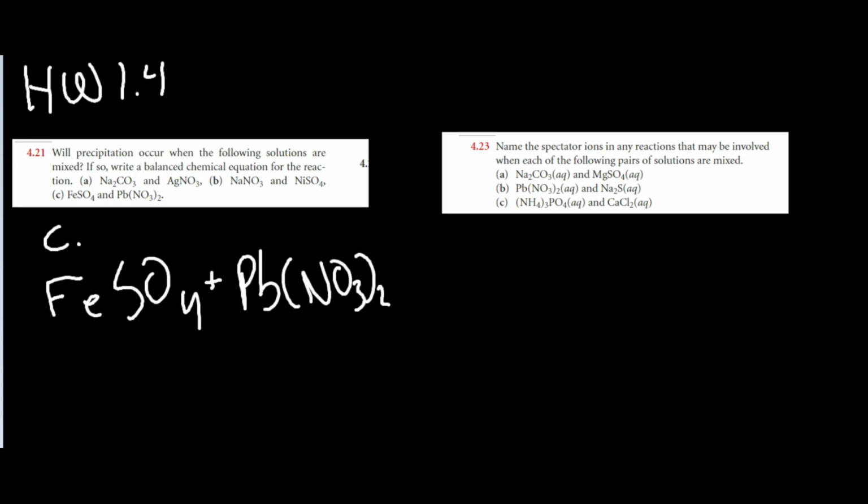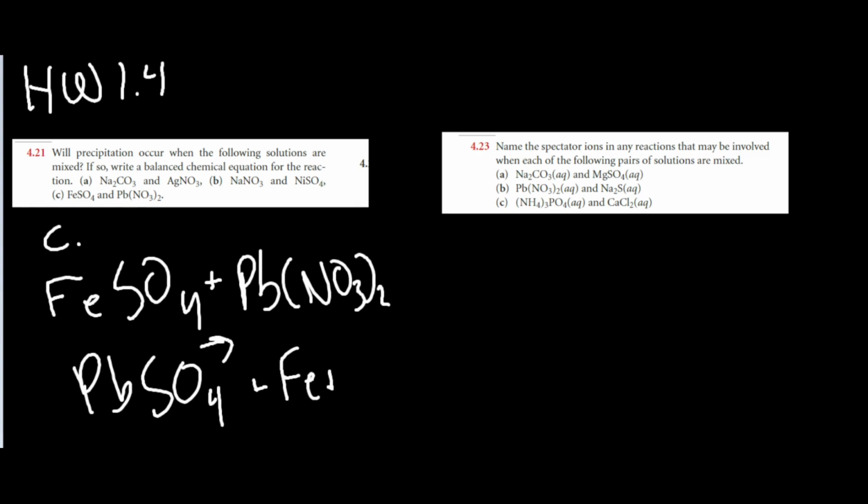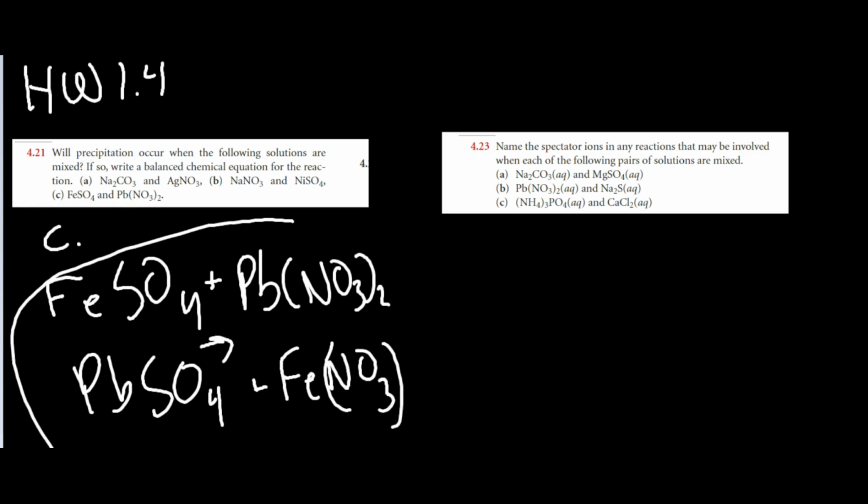Anyway, in order to make the chemical equation, let's just get our molecules together. Plus PbNO3, PbSO4, plus FeNO3. And that's your answer. And this is the precipitate.